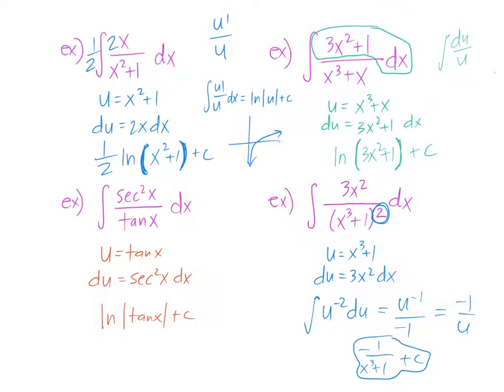So don't just see any fraction and think, oh, that must be a natural log, because it might be a power rule like we've seen before, and it usually depends on that exponent right there. The natural log, that's going to be a 1. See this x squared plus 1 to the first, x cubed plus x to the first, tangent to the first. That's an indicator of using a natural log.